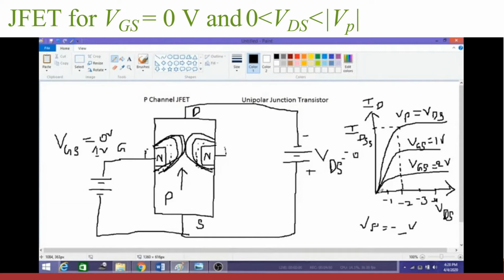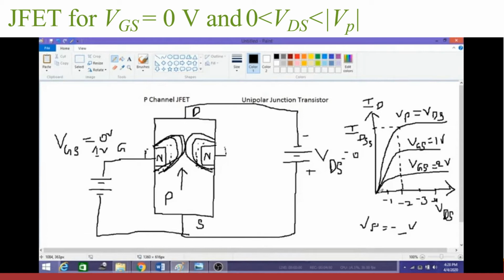As the VDS is increased more and more, the depletion regions touch each other. Here the depletion is increasing only on the upper side, because the upper side is reverse biased and the lower side p-type is connected to the positive supply of VDS, so it is not reverse biased, it is forward biased. So there won't be any change in the lower depletion layer. There will be change only in the upper part of the depletion layer, so as the VDS increases, the current ID also increases. This is known as the ohmic region.